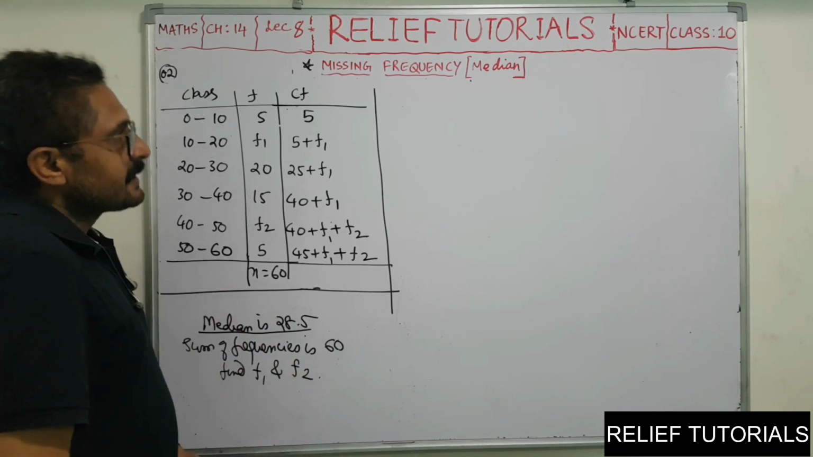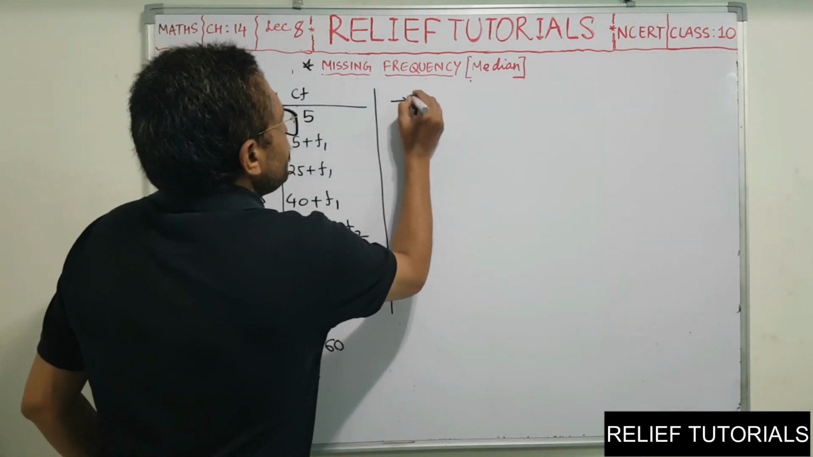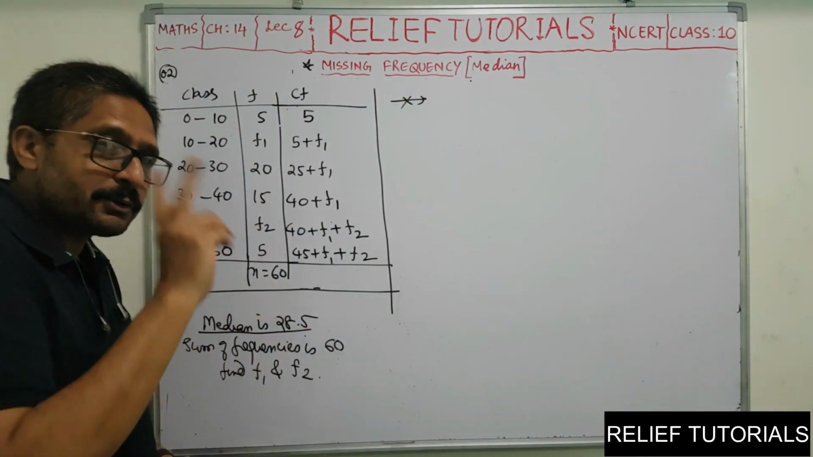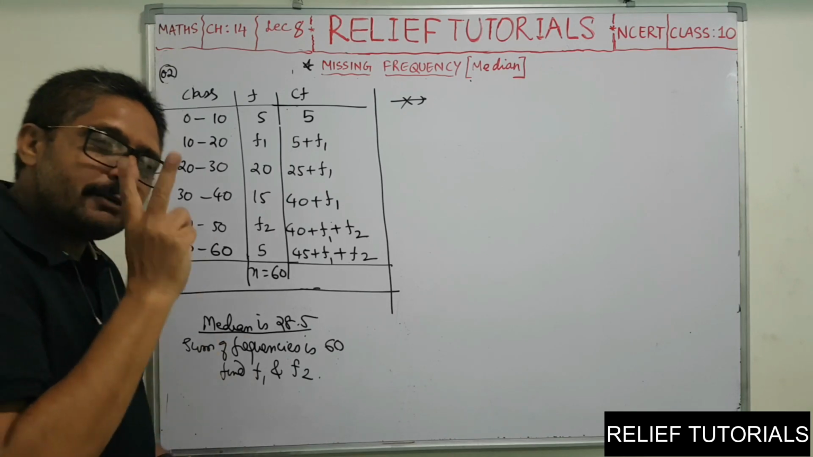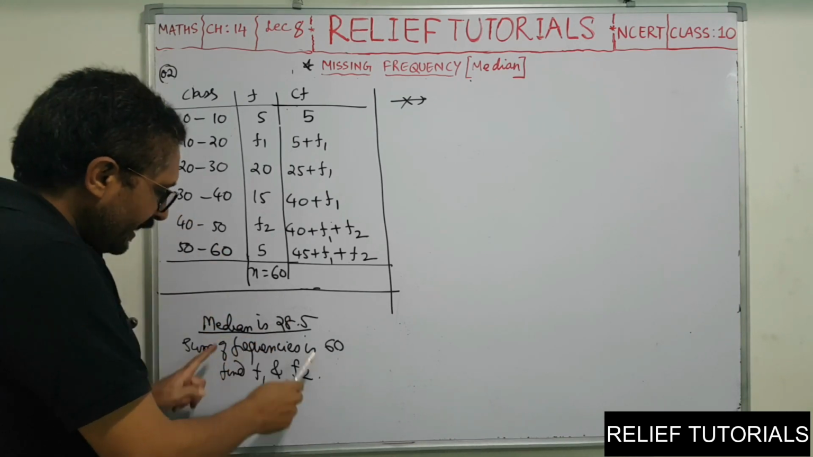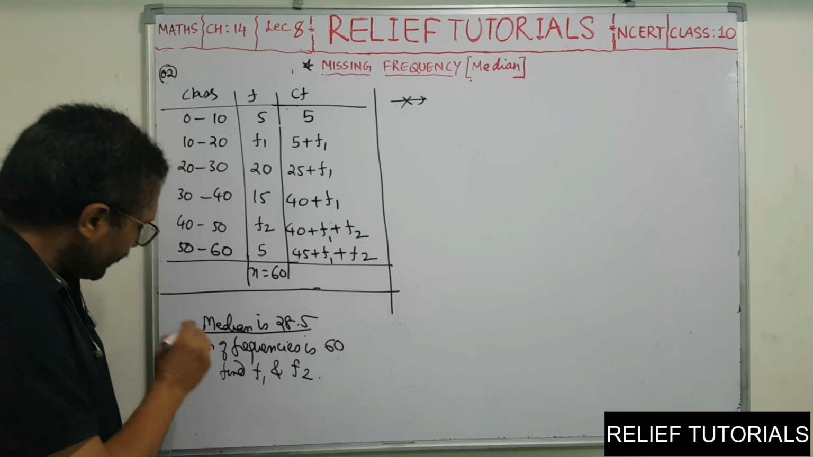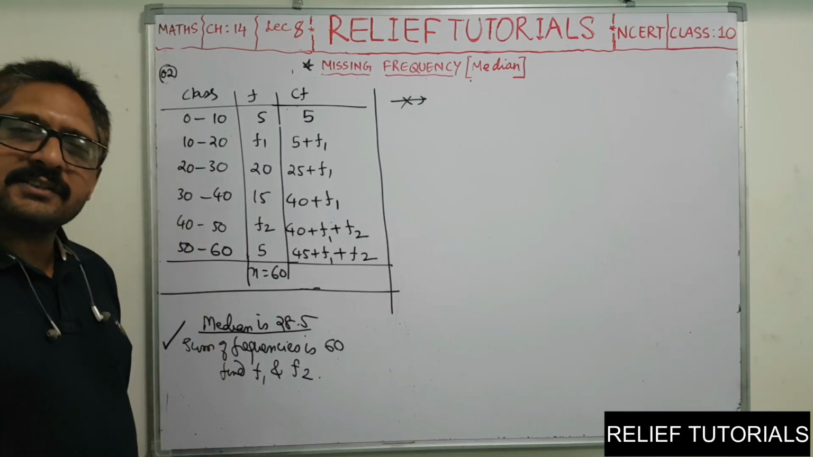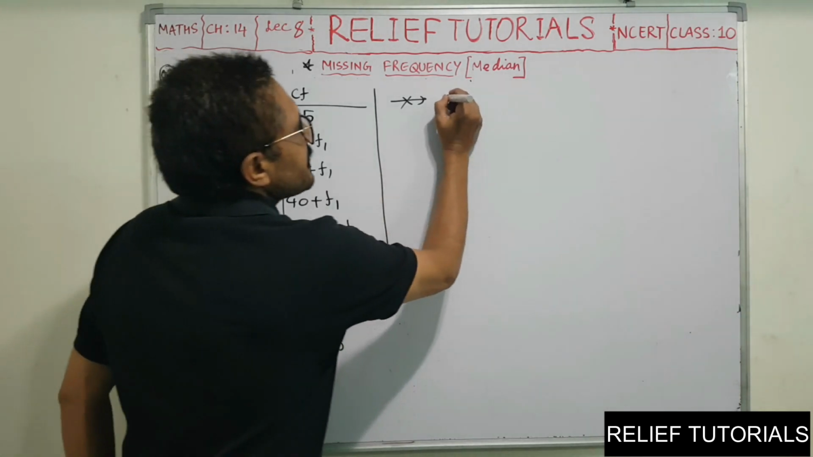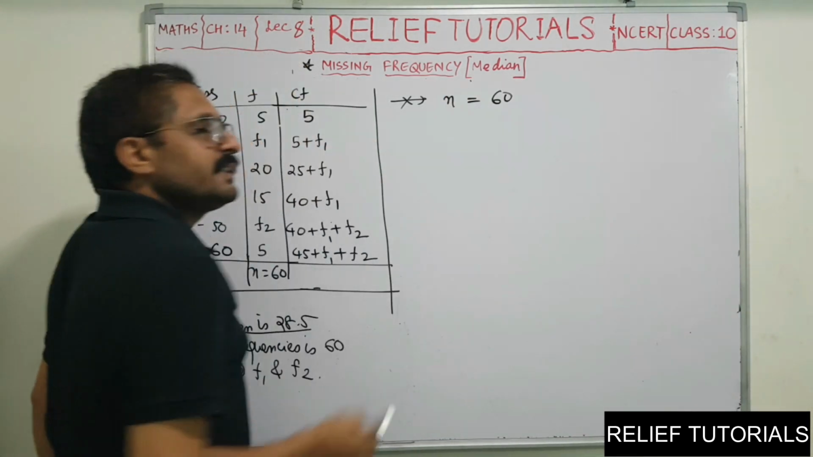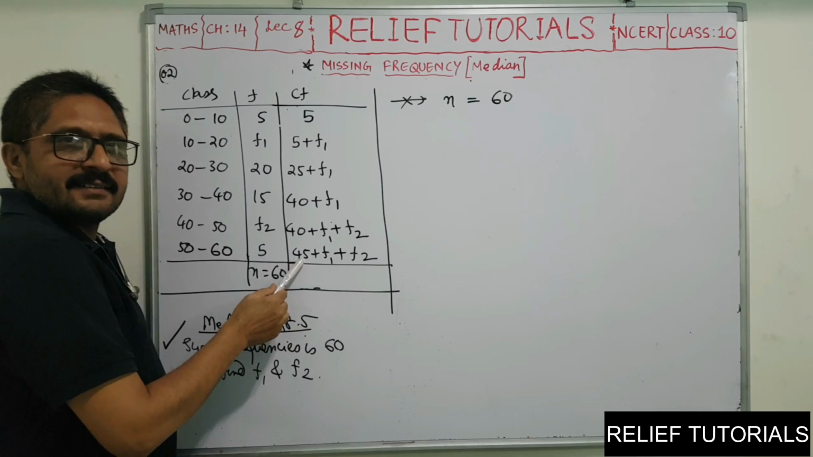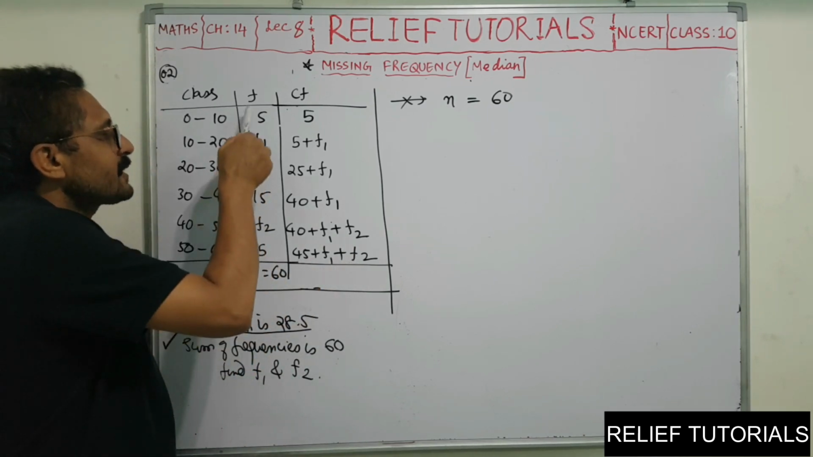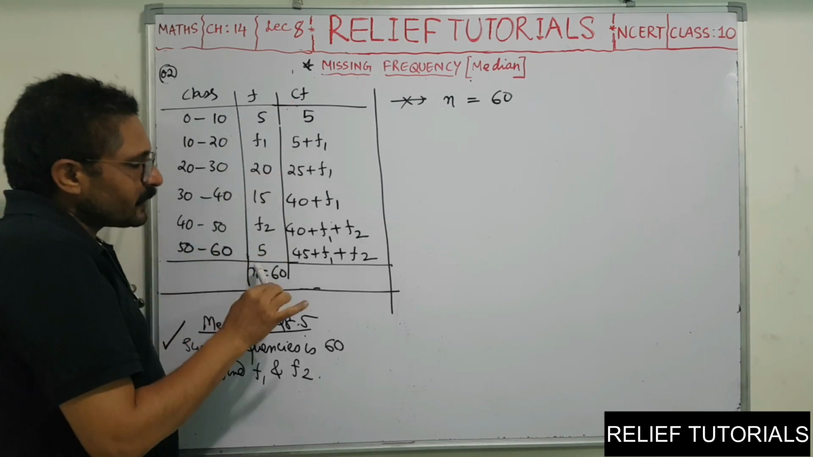Okay. See now. So first of all, I told you there are two missing frequencies. So two pieces of information: the median and the sum of the frequency. First we will utilize this information. The sum of the frequency is 60, which means N is equal to 60. But N, you know, is 45 plus F1 plus F2. So N is 60.